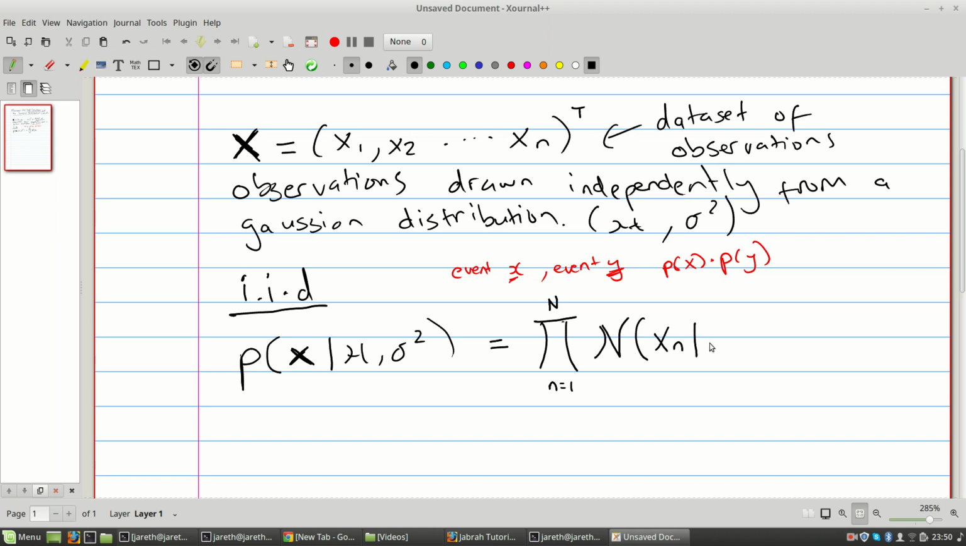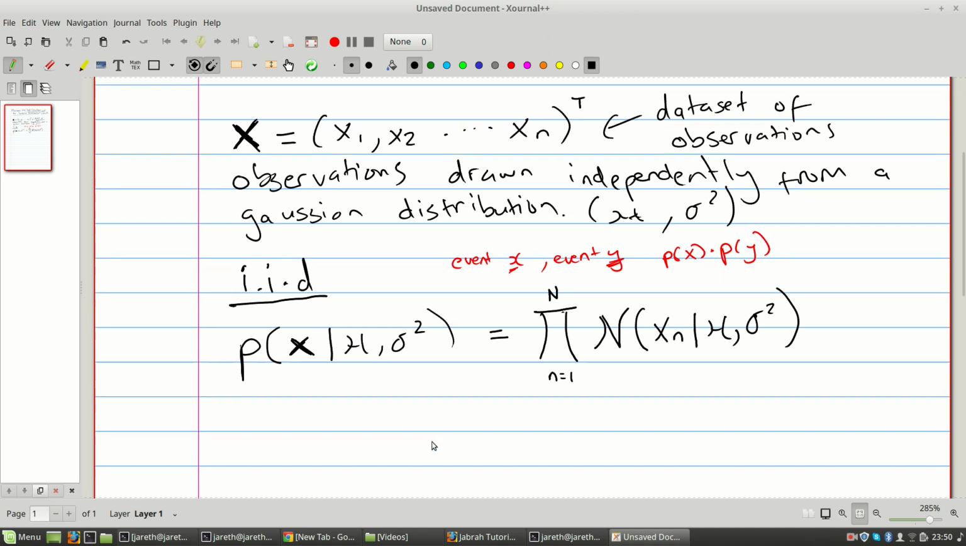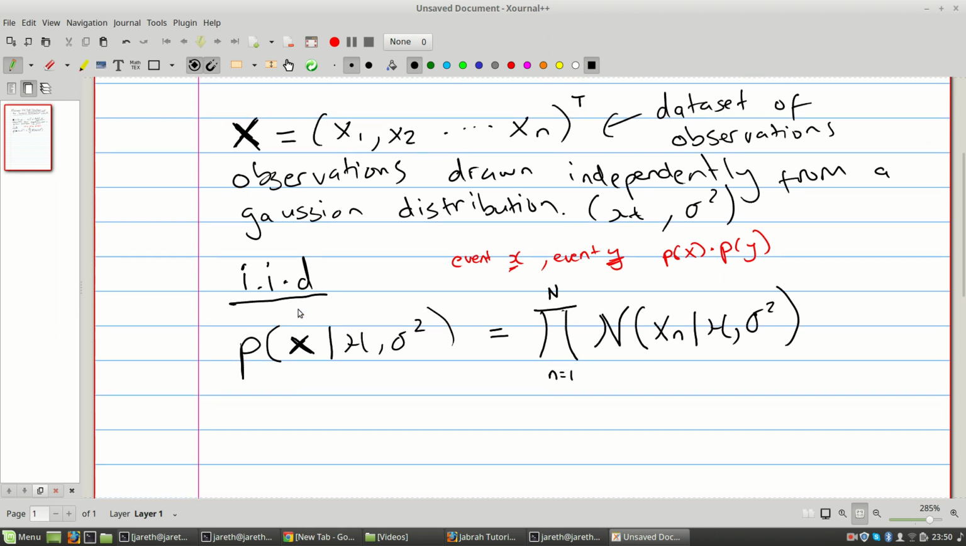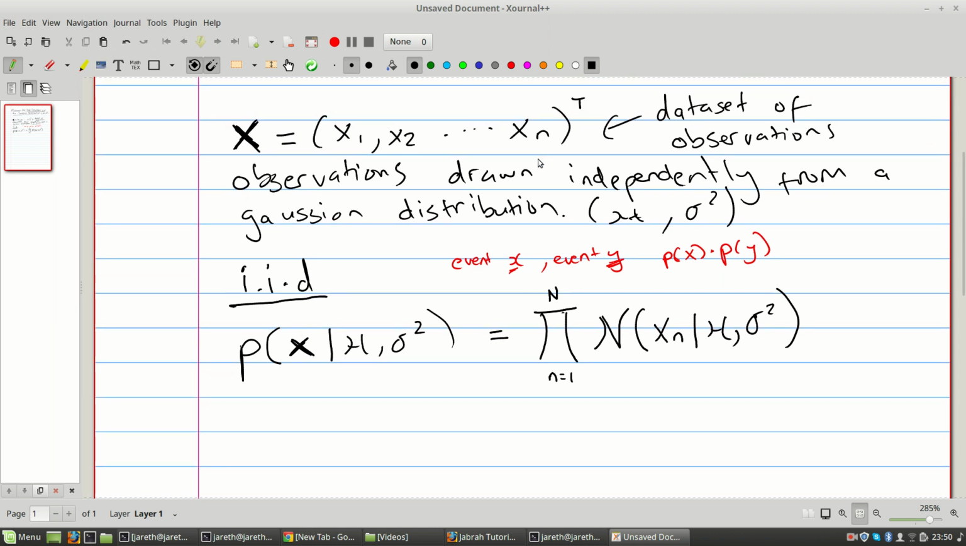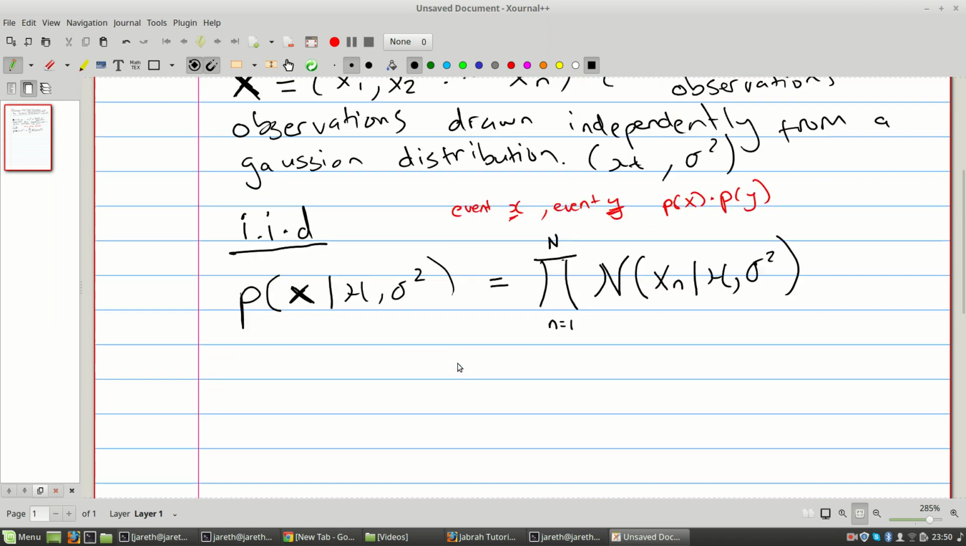Well, we have to look at the normal distribution, right? The PDF here. So we have mu comma sigma squared, right? This is how we estimate the probability of having all of these observations given mu and sigma squared.